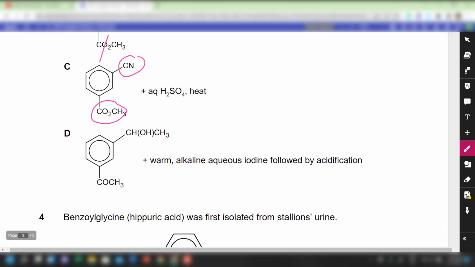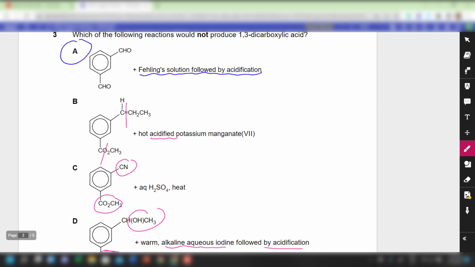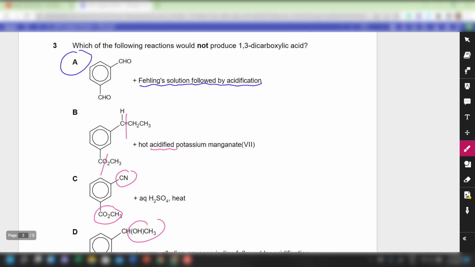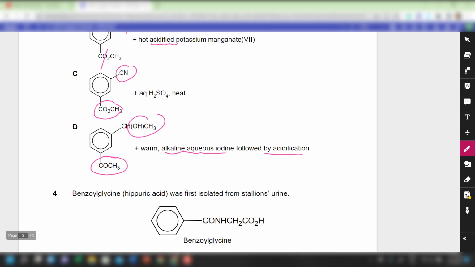In the presence of aqueous alkaline iodine followed by acidification, the methyl alcohol group will undergo oxidation and give us a carboxylate anion. The acidification will result in the production of carboxylic acid from the carboxylate. Same story goes for the methyl ketone group. So given all the options, B, C, and D are likely to produce 1,3-dicarboxylic acid, so A is the odd one out. So we'll pick A as the answer because it will not produce 1,3-dicarboxylic acid.